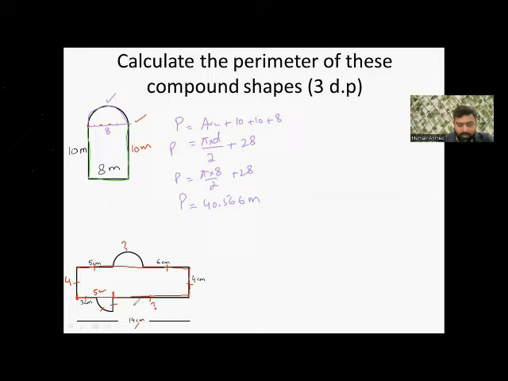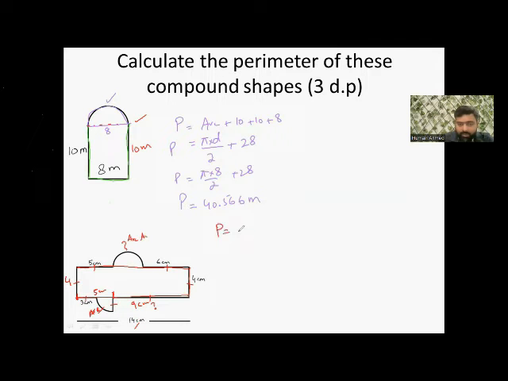14 minus 5 is going to be 9 centimeter. So this length is going to be 9 centimeter, and that's it. Okay, now we have found all the straight sides. Now the arc sides. We have two arcs. So let's call this one arc A. Let's call this one arc B.